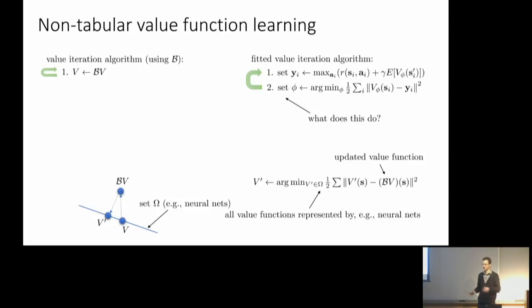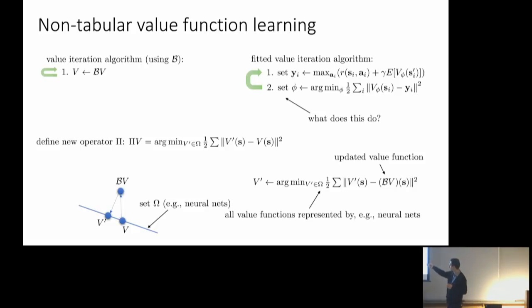Of course, this is assuming everything is convex. In reality, if it's not convex, maybe it's even worse. But let's assume everything is convex, even though it isn't. In the best case, you're getting as close as possible in terms of the L2 norm. So you can actually define a new operator pi, which is the operator that takes some value function V, which is going to be BV for us, and finds another value function V prime, which is in the set omega, and it's as close as possible in terms of the L2 norm.